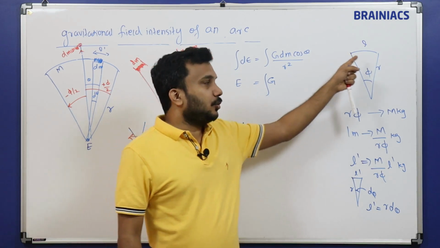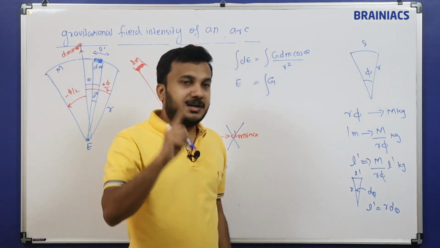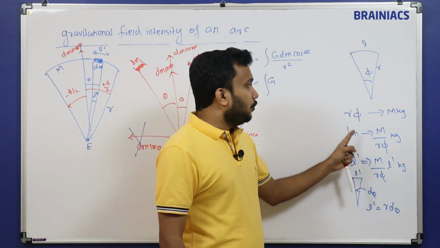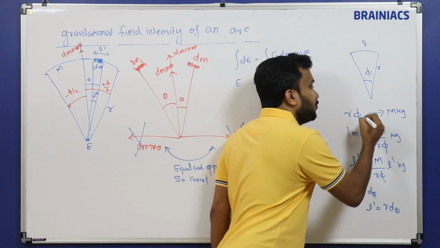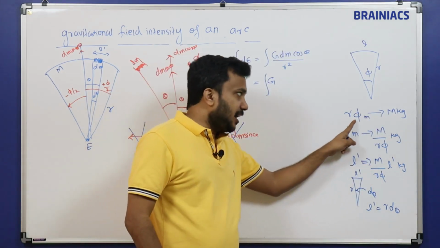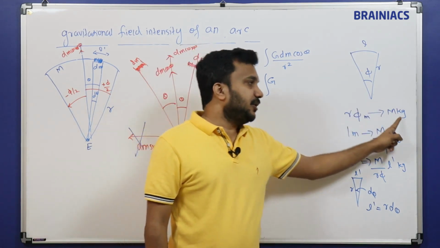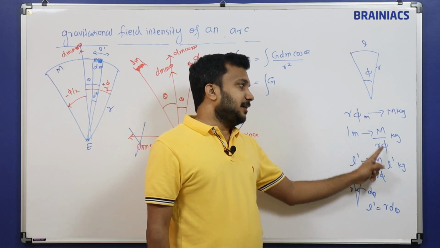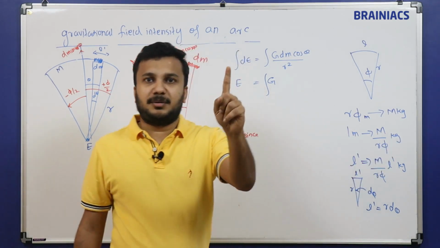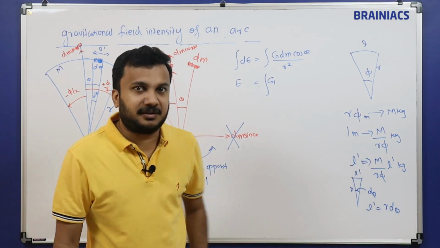r phi is the total length of this, and for that length the mass is M kilogram. Then for 1 meter of wire, how much is the mass? The total is r phi meter. How should I get 1 meter? I have to divide by r phi here. If I am dividing the LHS, I have to divide the RHS so that I will get 1 meter. For 1 meter, M divided by r phi kilogram is its weight. For just 1 meter.